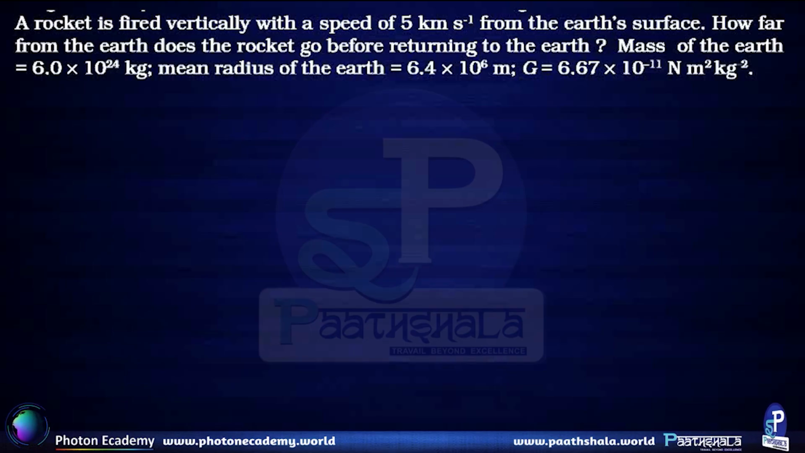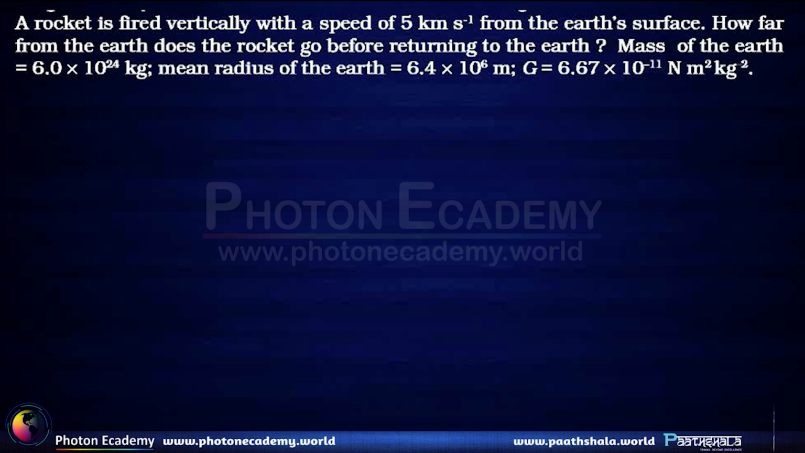A rocket is fired vertically with a speed of 5 km per second from the Earth's surface. How far from the Earth does the rocket go before returning to the Earth? The mass of Earth is 6 × 10^24 kg, the mean radius of the Earth is given to be 6.4 × 10^6 meters, and the value of g is given. So first let us take this rocket to be at the surface of the Earth.